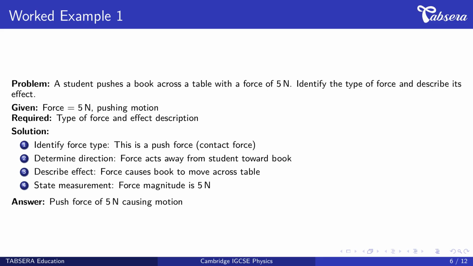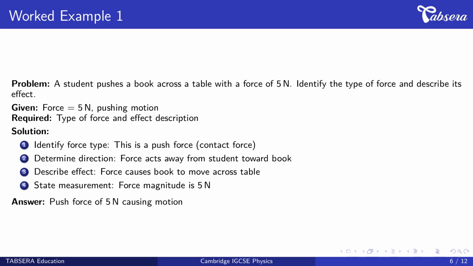Let's work through our first example. The problem states, a student pushes a book across a table with a force of 5 newtons. Identify the type of force and describe its effect. We are given, the force equals 5 newtons, and the motion is pushing. We need to find the type of force and describe its effect.